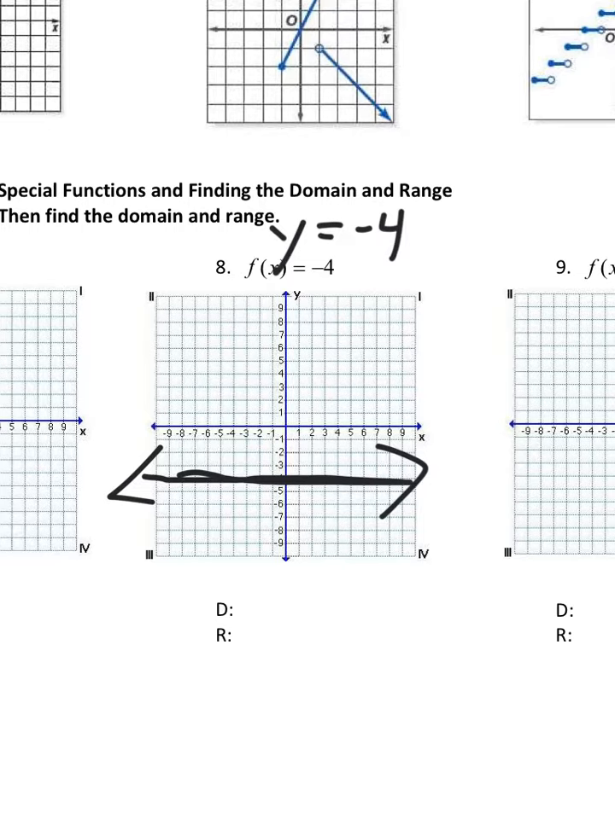The domain is what x can be, so that would be all real numbers. Okay, because it goes infinitely left and right. Now, the range, if it's just a horizontal line, notice every point on this line, no matter where you pick, the range or the y value is -4.